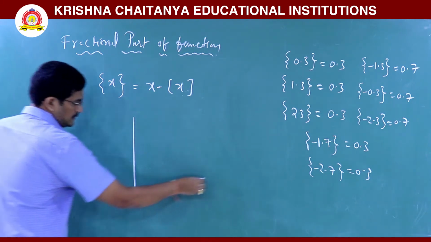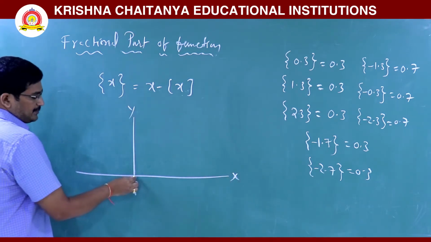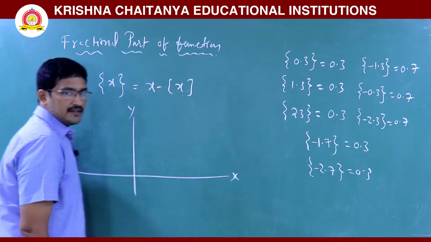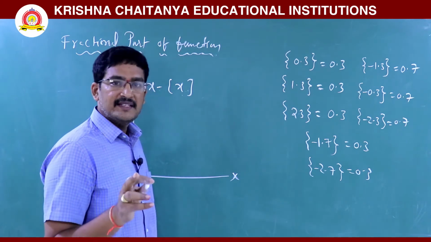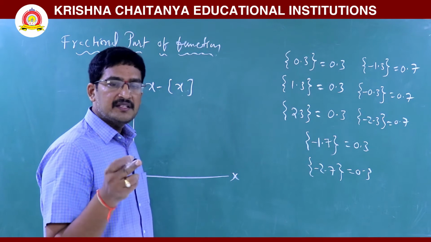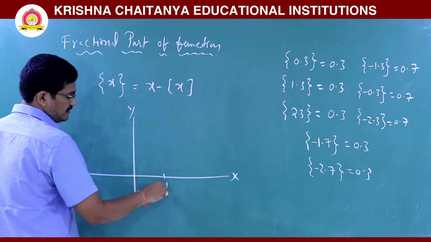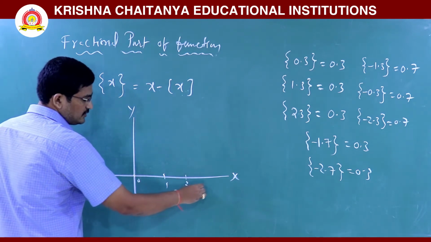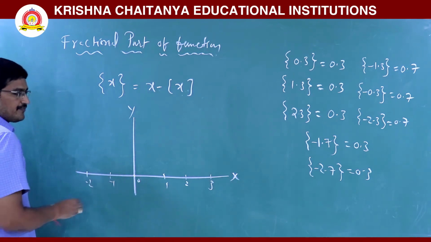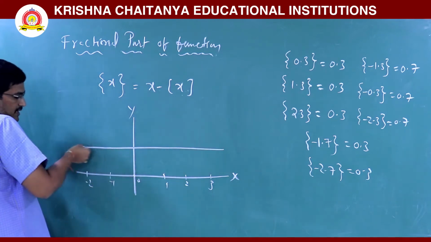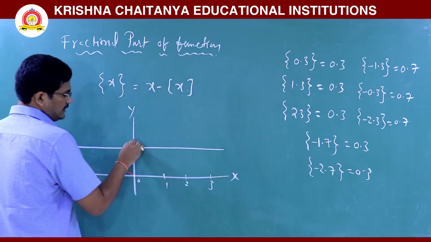See here. This is our coordinate system. It is the x-axis, it is the y-axis. Fractional part of 0 is 0. Fractional part of 1 is 0, fractional part of 2 is 0, fractional part of 3 is 0, fractional part of minus 1 is 0, fractional part of minus 2 is 0. Now I have to draw a line parallel to the x-axis at a distance of 1 unit, which is at 1.